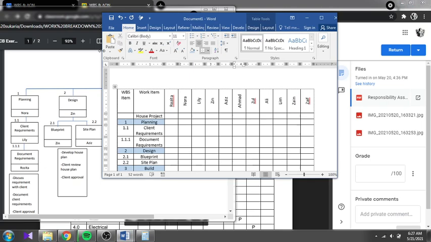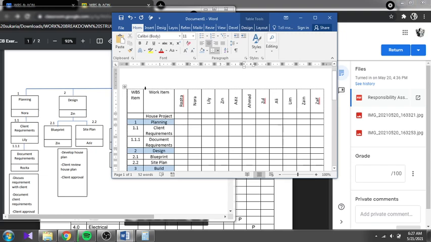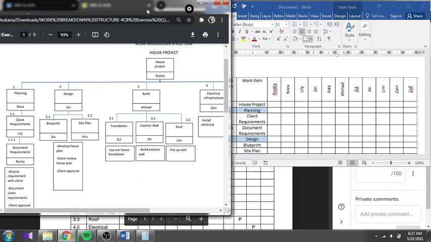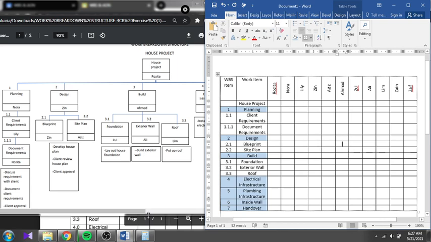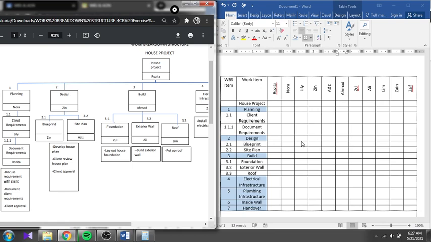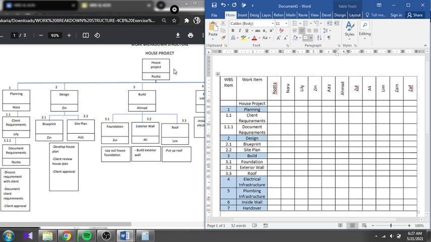Okay, for the primary P it is okay, but you missed the S. Most of you, from what I see in the answers, are missing the support. So for the support, you also have to tick on the table. As we can see, the house project's person in charge is Rosita, so you put Rosita as P.